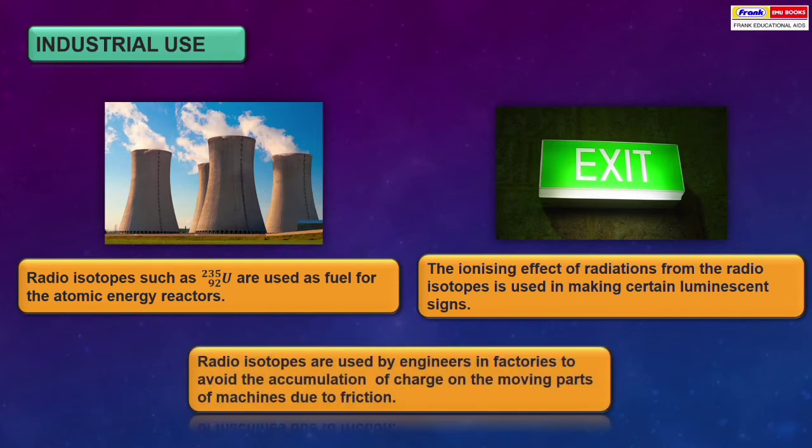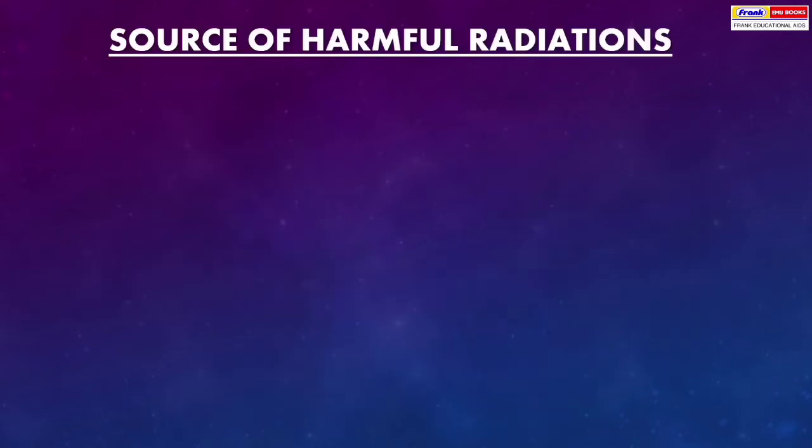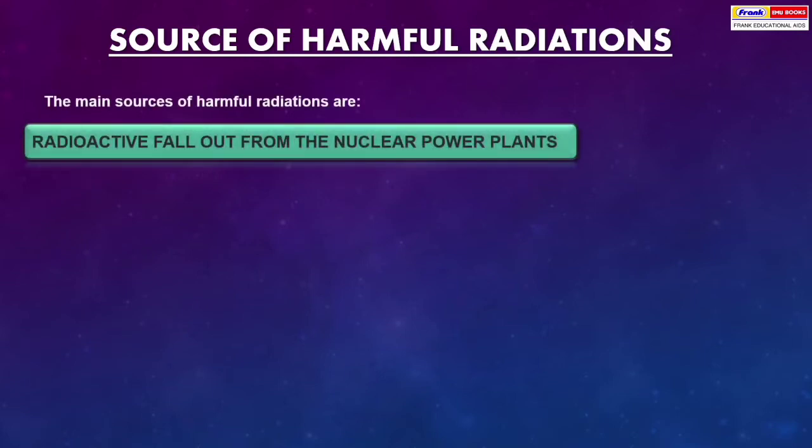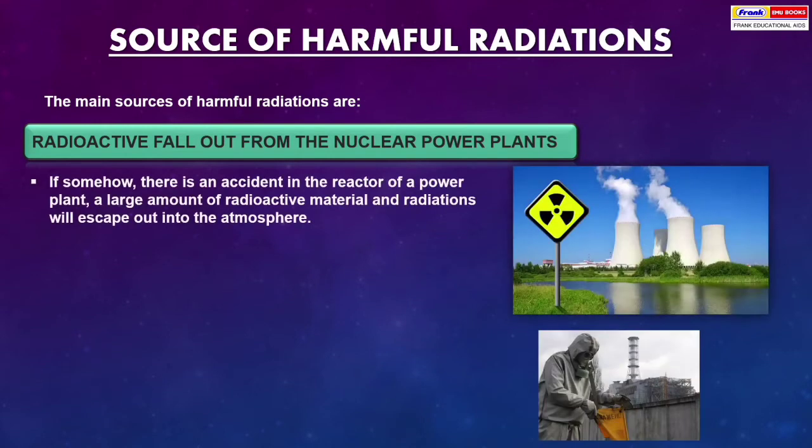Radioisotopes are used by engineers in factories to avoid the accumulation of charge on the moving parts of machines due to friction. Source of harmful radiation. The main source of harmful radiations is radioactive fallout from nuclear power plants. If somehow there is an accident in the reactor of the power plant, a large amount of radioactive material and radiations will escape out into the atmosphere.